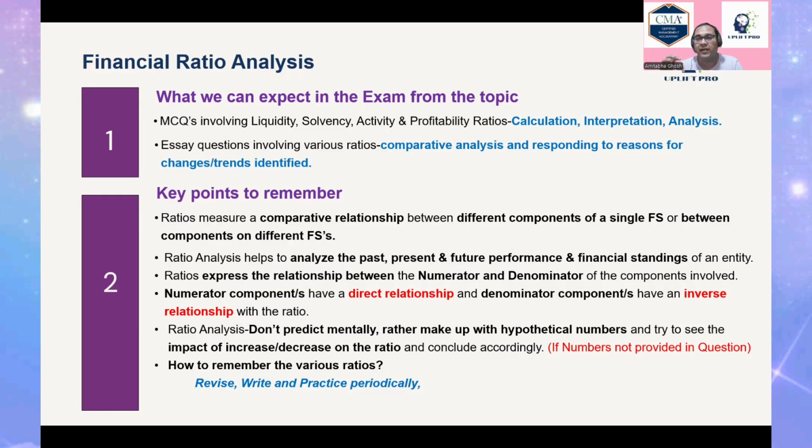Next point is that when ratio analysis questions are given, and if you are not provided with any numbers in the question, please don't calculate mentally, because you might apparently feel that okay, this has increased so the ratio will increase, this has decreased so the ratio will decrease. But generally in the exam stress, it is always wise to use hypothetical numbers and calculate the increase or decrease in the ratio and conclude accordingly. So don't try to do it mentally, because it may go wrong. Because sometimes the percentage of increase and decrease in numerator and denominator may impact the ratio differently. So it's very important that you use hypothetical numbers to determine the increase or decrease and then conclude accordingly.